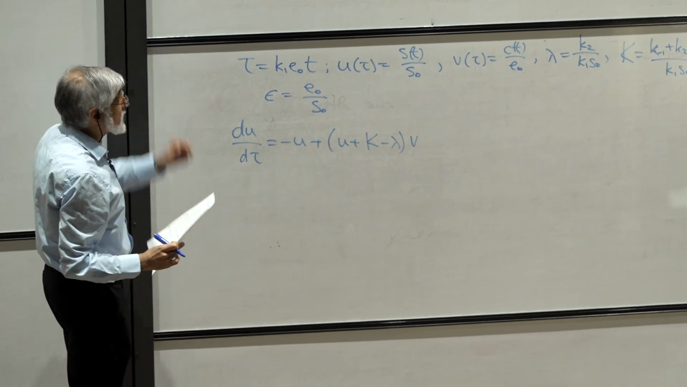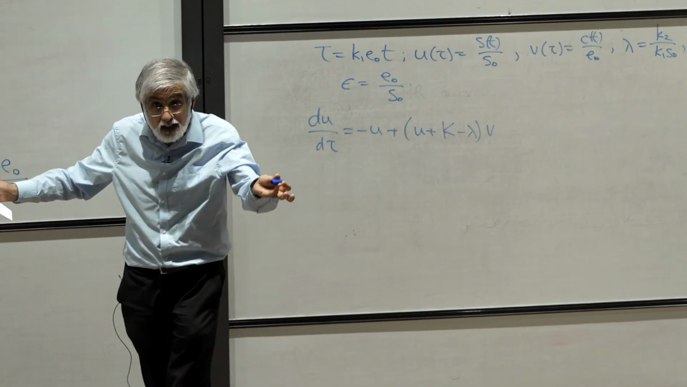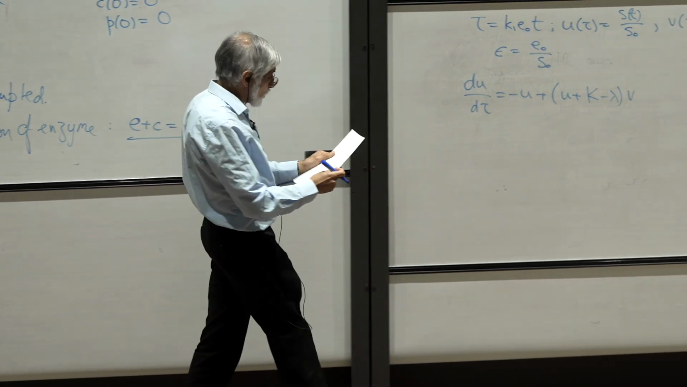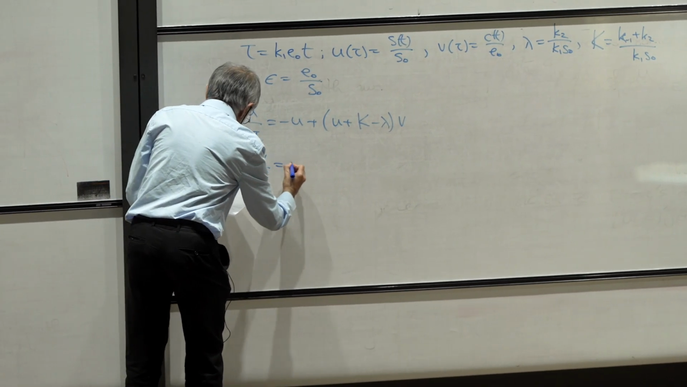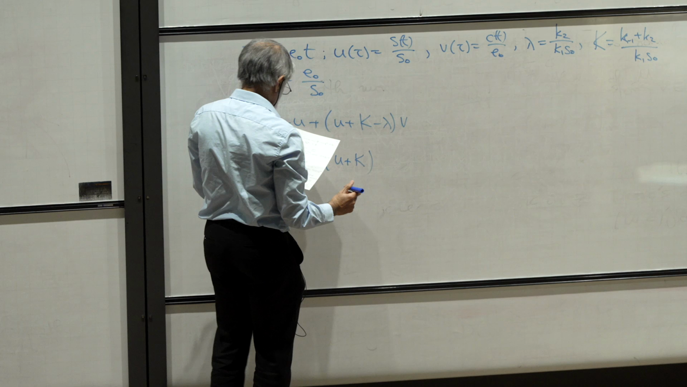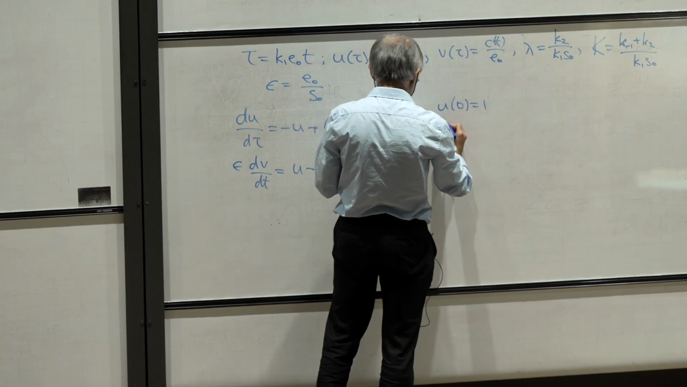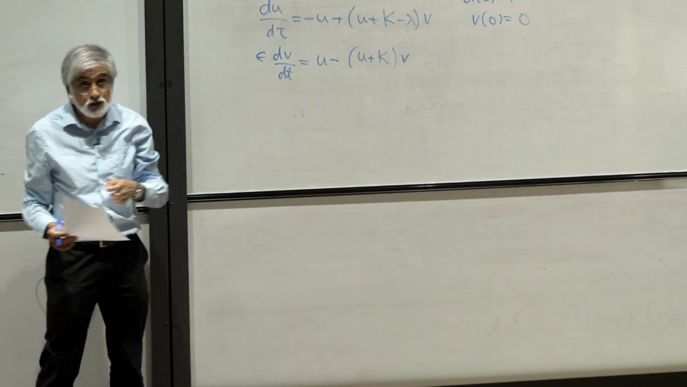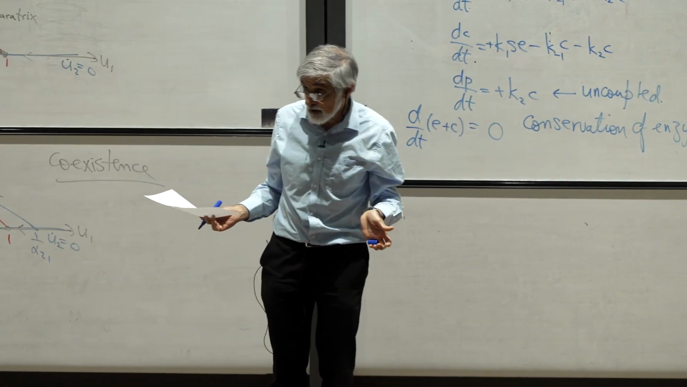Now this looks very strange. Write this as k minus lambda. Why not just write that as something else? K1, I mean kappa or something, but you'll see later on why. And epsilon dv by dt equals u minus u plus k times v. U of naught equals 1, v of naught equals naught, and one of the exercises in the problem sheet is for you to find the steady states, do linear stability analysis, etc., draw the phase plane.